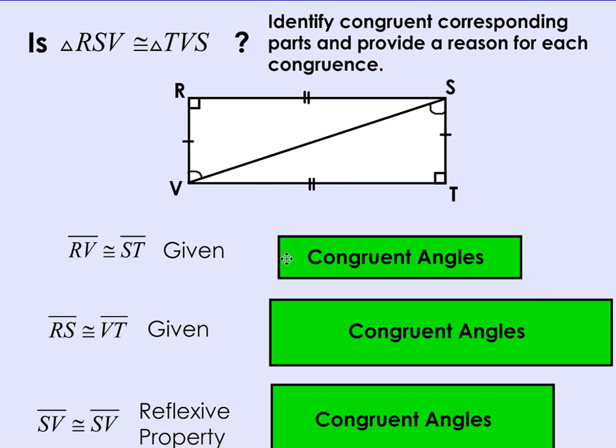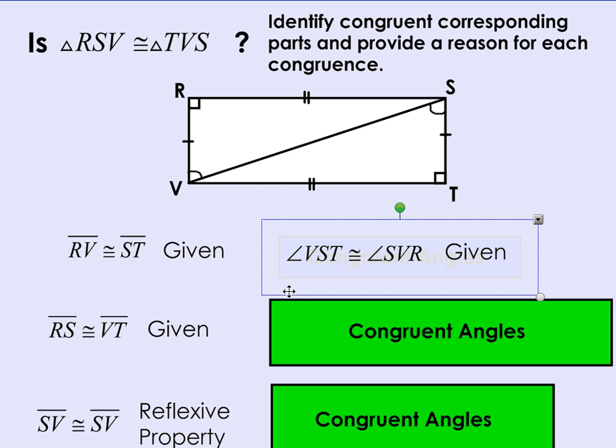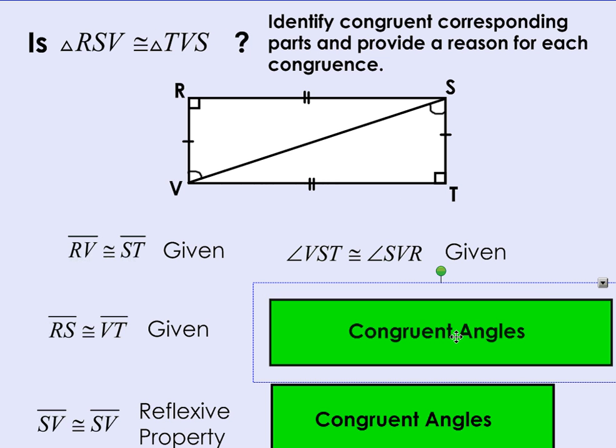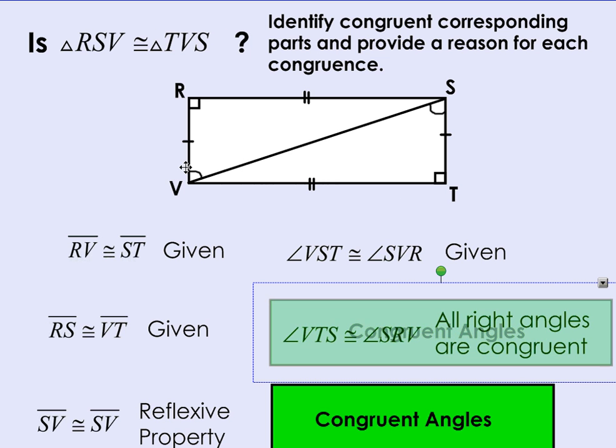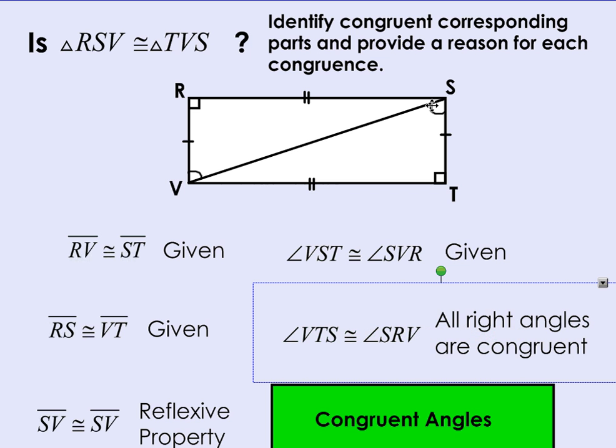We now need to move to the angles. We can say that angle VST, this angle right here, is congruent to SVR, this angle right here, because they each have one arc, and that was given to us. So we can say that they're congruent. We can also say that angle VTS and angle SRV are congruent. They both have the boxes in them, which means that they're right angles. And because all right angles are congruent, we can say that those two angles are congruent to one another.